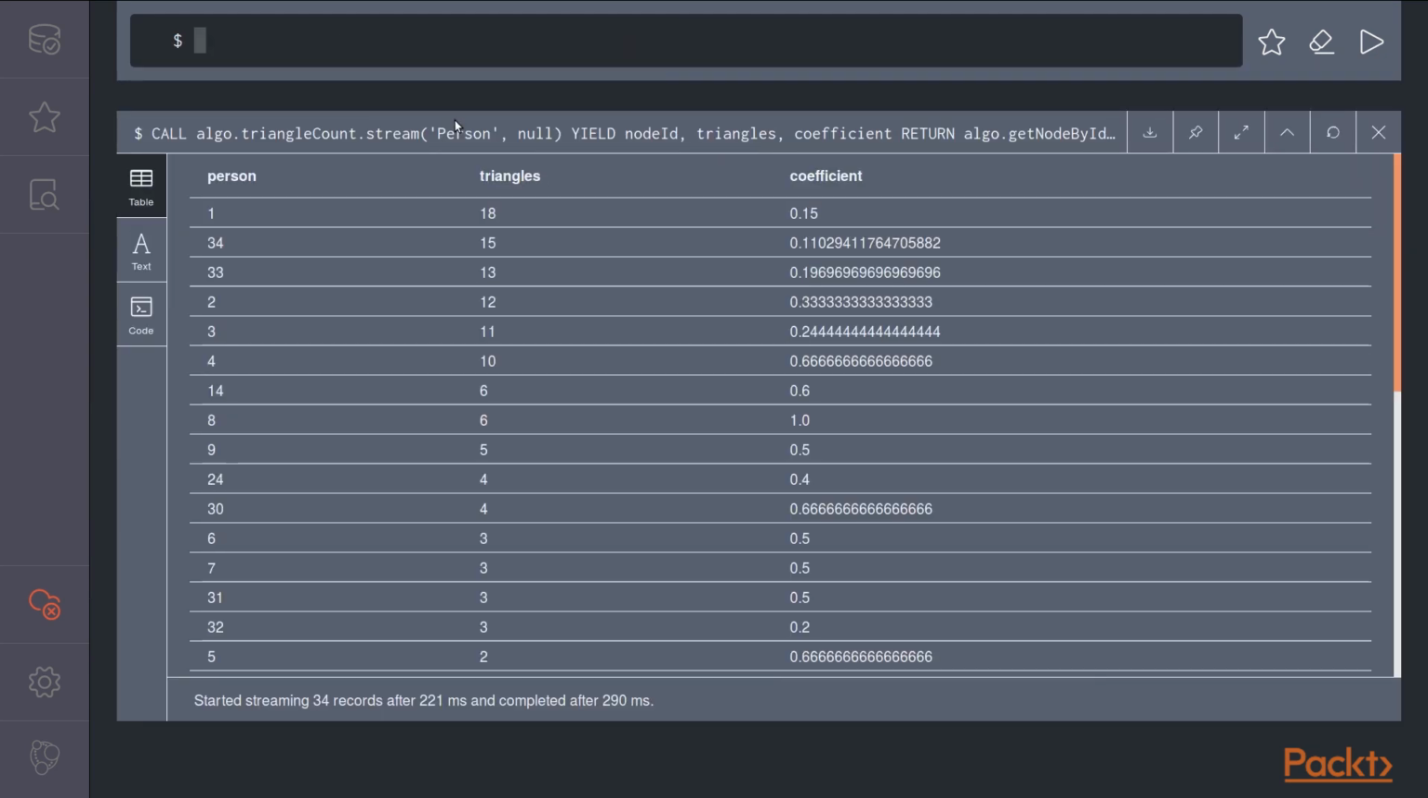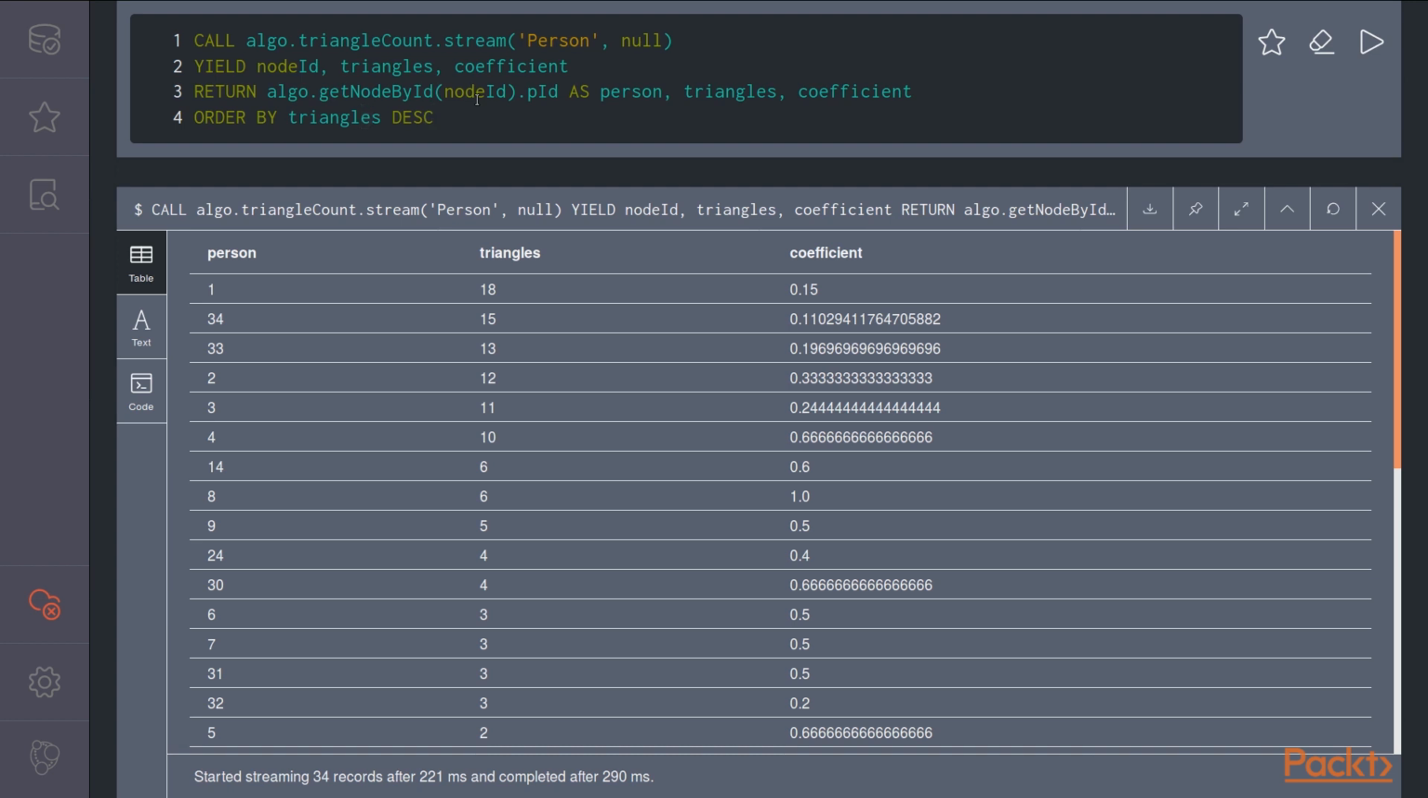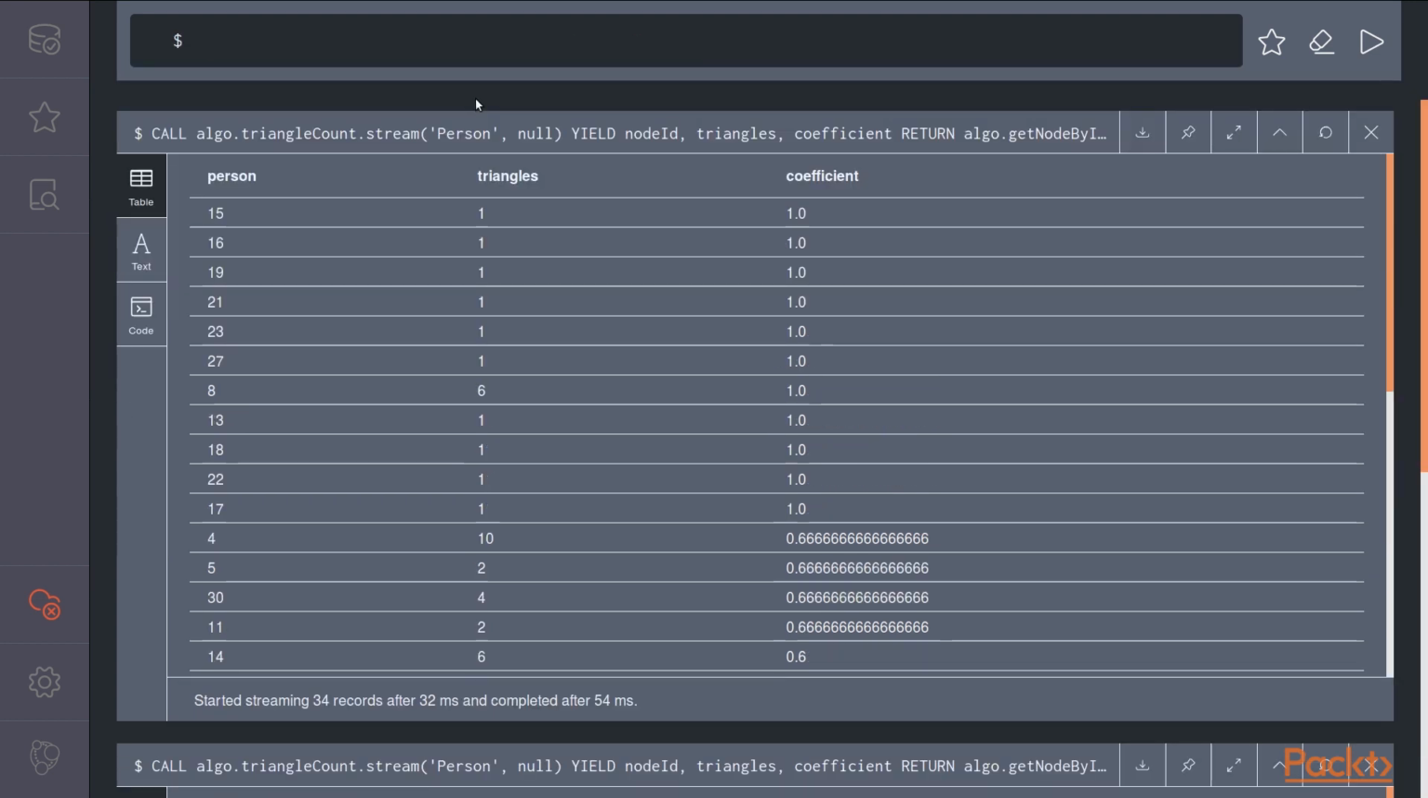The nodes with the higher number of triangles are again nodes 1, 33, and 34, which were also the most important nodes in terms of centrality. But the algorithm is returning another result, a coefficient. Let's order the results by coefficient instead. Here the outcome is different. There are quite a few nodes with a coefficient of 1, and then the values start decreasing.